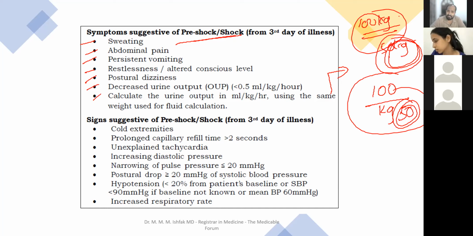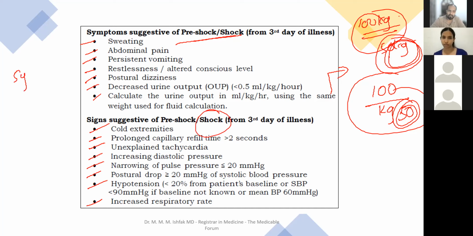So when you're examining the patient, if the patient has cold and clammy extremities, prolonged capillary refilling time, unexplained tachycardia, increasing diastolic pressure, right? Narrowing pulse pressure, postural drop of more than 20, hypotension, especially reduction of systolic blood pressure by 20% from baseline, and then the patient is becoming tachypneic. Now, these are signs that the patient is in shock.